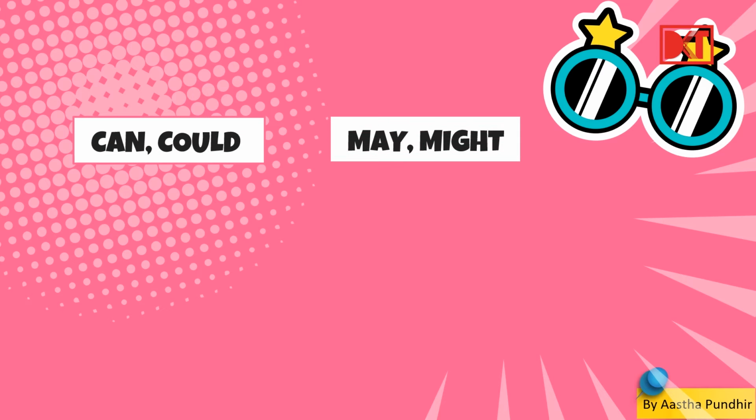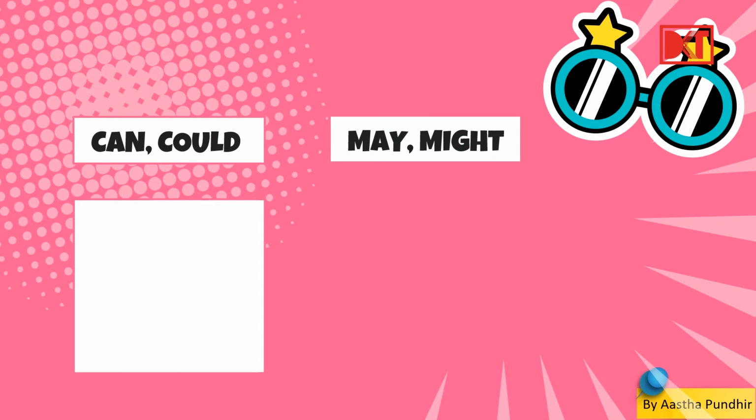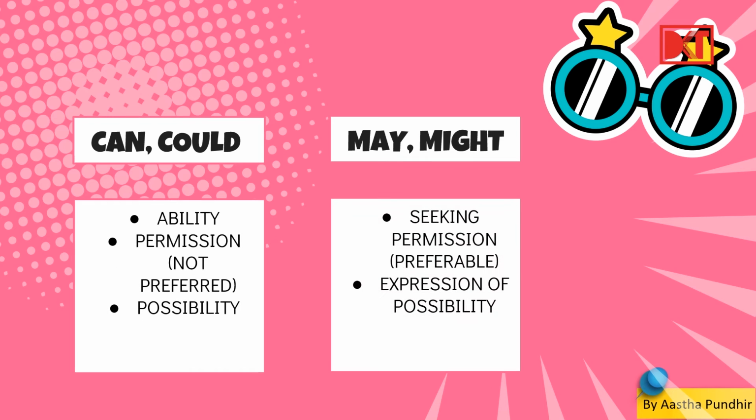Okay, here we have can and could. So what are they used for? They're used for telling about certain ability, like I can do this, he can do that. And they are also used for permission, but it's not preferred for permission. Like when I say, can I come in?